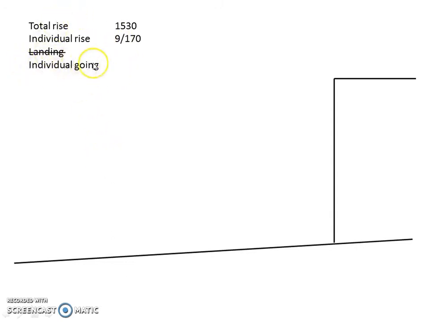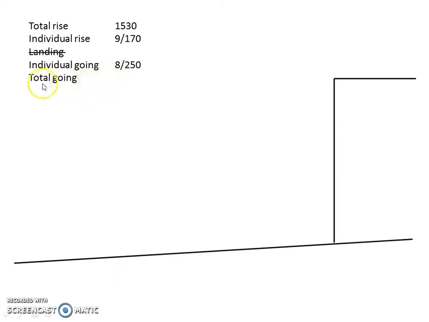Third step, individual goings. And this is quite easy. If you remember from earlier, we always have one less going than rises. So if I've got 9 rises, I'm going to have one less, which gives me 8 goings, and that's always the case. As far as the size of the going, I'm just going to use the width of the timber that I'm going to use as the tread. So that's going to be a 250mm piece of hardwood. So my individual goings will be 8 at 250.